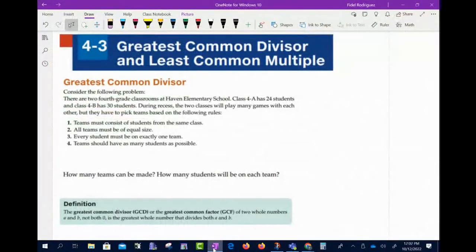Okay, y'all. So today we're going to go over 4.3, which talks about two ideas. One of them is called the greatest common divisor, and the other one is called the least common multiple. So we're going to bounce back and forth between the two ideas throughout section 4.3. So let's talk a little bit about the greatest common divisor.